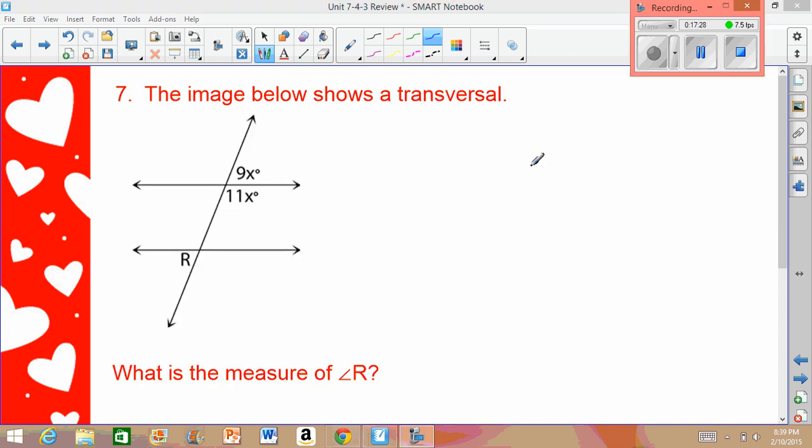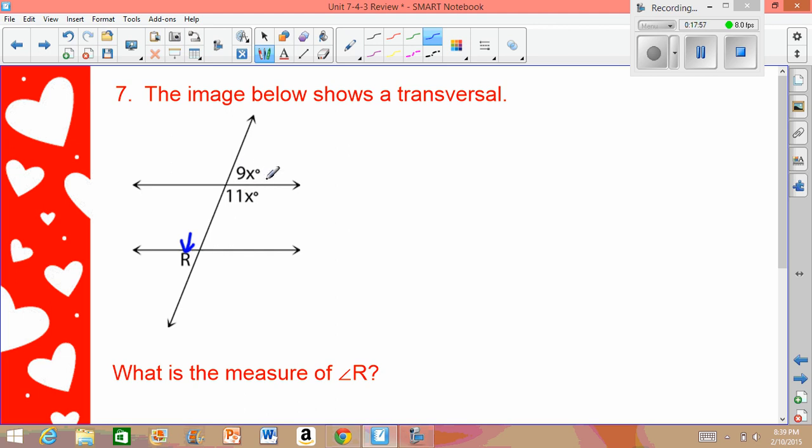All right, for number 7, you have not seen a problem like this. No guarantee that you will see one on your test tomorrow, but in case you do, I want you to have seen this question. So normally we will have seen just like the top part, okay? And it asks us for the measure of angle R, which is right here, okay? So I have to use this relationship with the 9x and the 11x to help me find R.